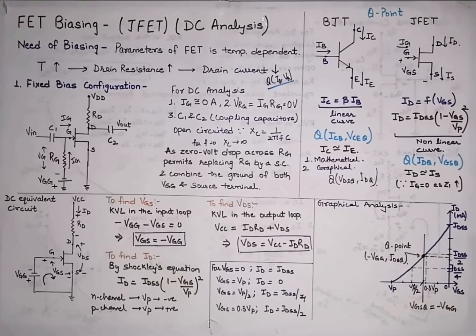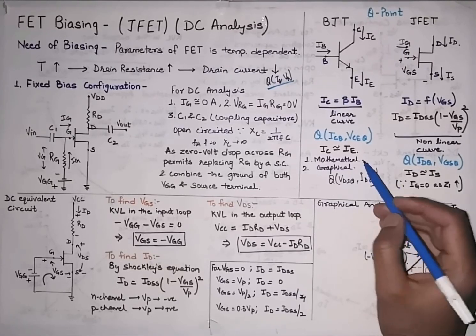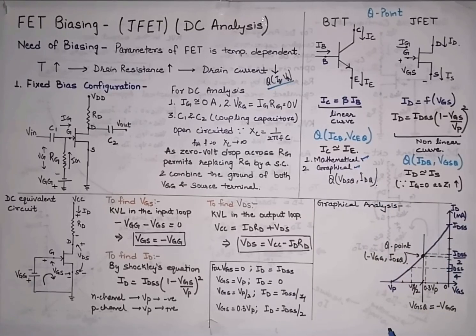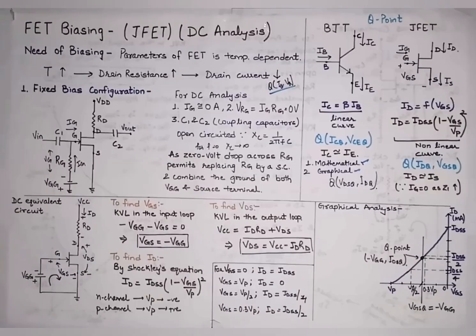Now there are two methods of evaluating the fixed bias and the self bias or other different biasing configurations. The first method is the mathematical approach, and the second is the graphical approach. So let's discuss these approaches for the first two biasing configurations in the case of JFET. The first biasing configuration is the fixed bias configuration.